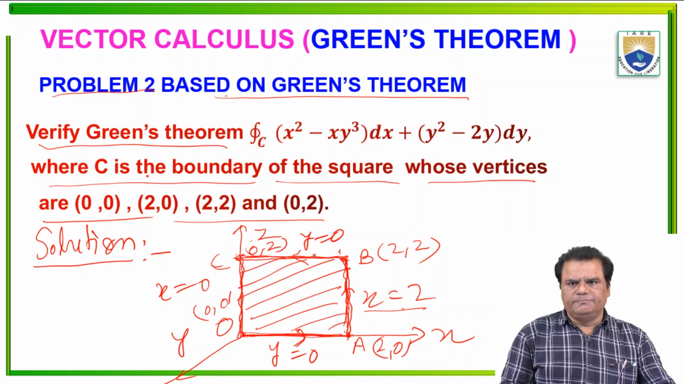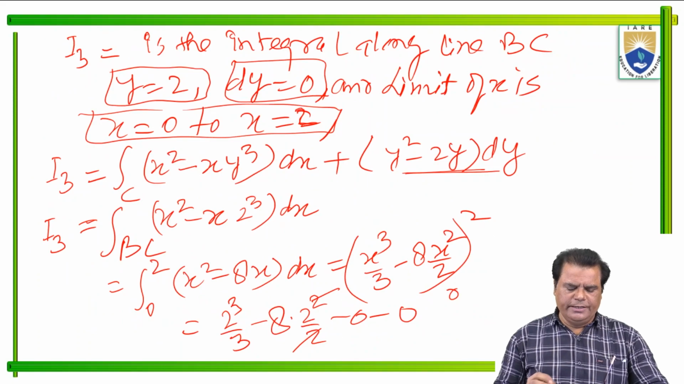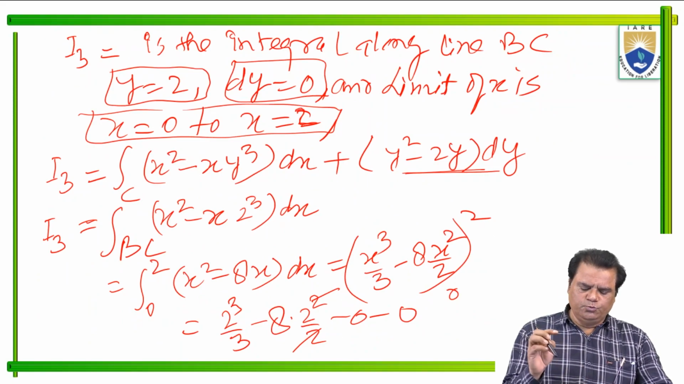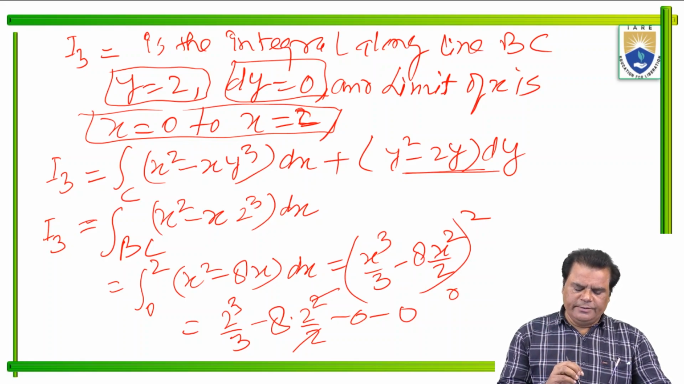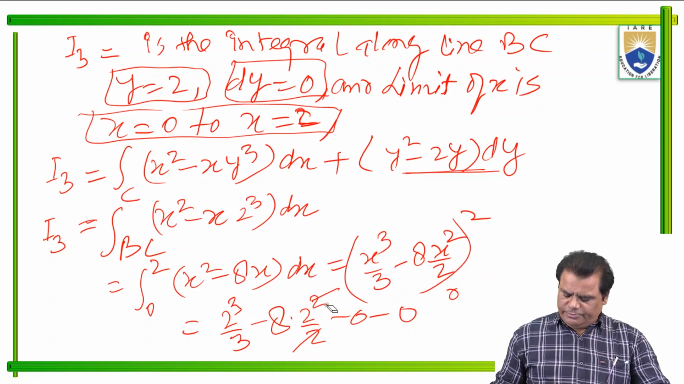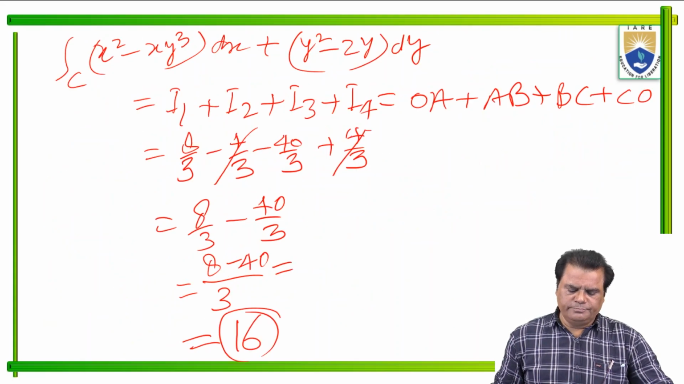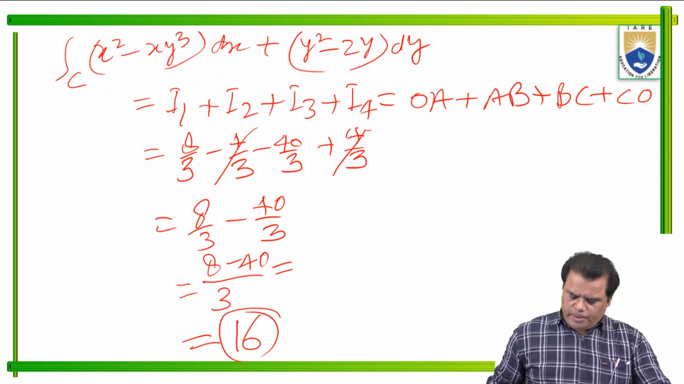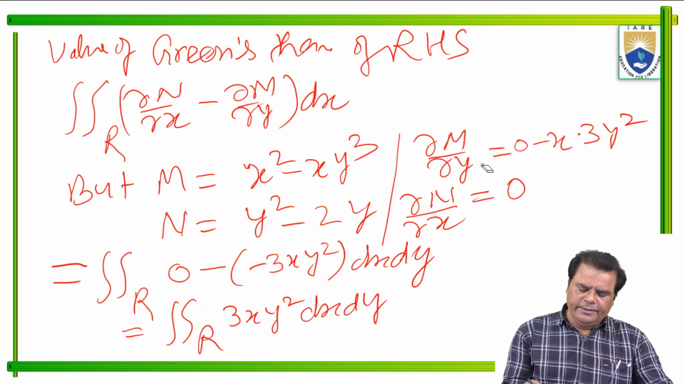Third integral along BC. Along BC, y is 2. What is the third integral? Y is 2, so here 2 cube, here is 8x. So x cube by 3 means 2 cube by 3 minus 8x, that is 8 times x square by 2. So the 2 is cancelled, 8 times 2 is 16. So here is minus 40 by 3. This is I3, and then I4, the total of these.